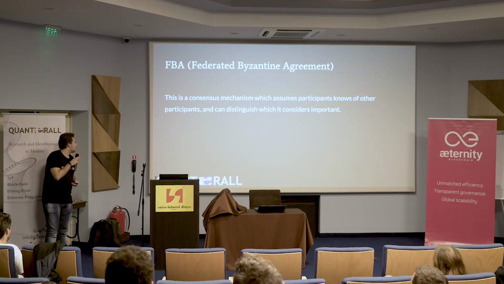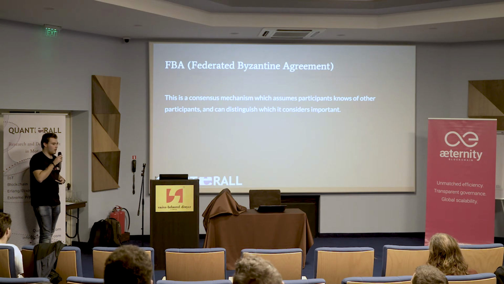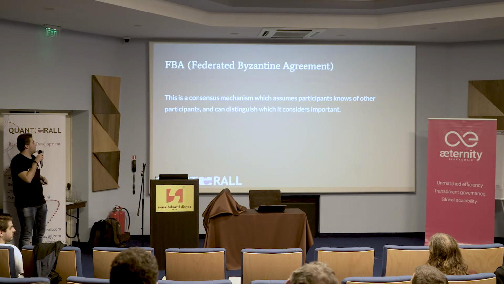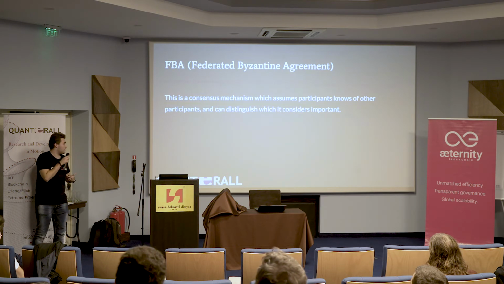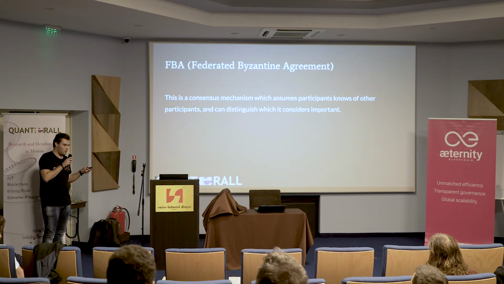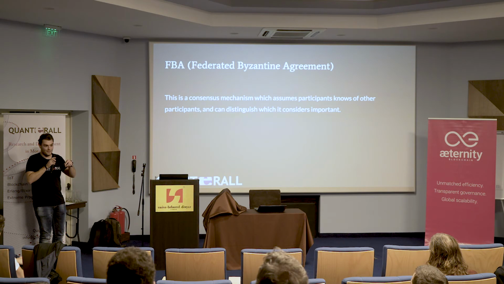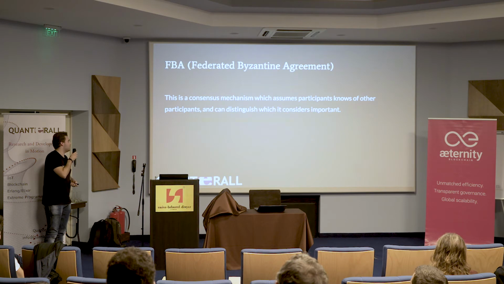And the last one. This is just to see how different the permissioned blockchain system is from the permissionless. This is federated Byzantine agreement. This is a consensus mechanism which assumes participants know of other participants and can distinguish which it considers important. The requesting node waits for his important nodes, which are known to him, to agree on the transactions. His important nodes wait for their important nodes to approve, and sooner or later there will be a consensus. That's the way the federated Byzantine agreement works in short.